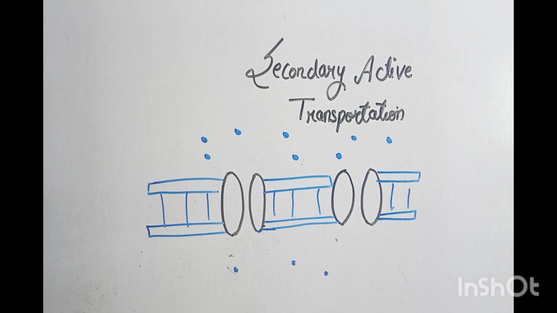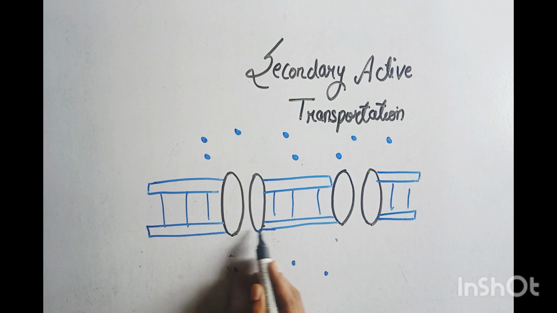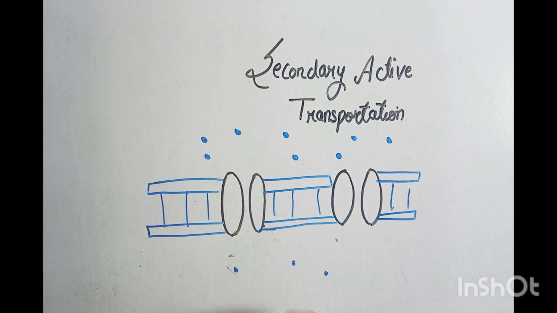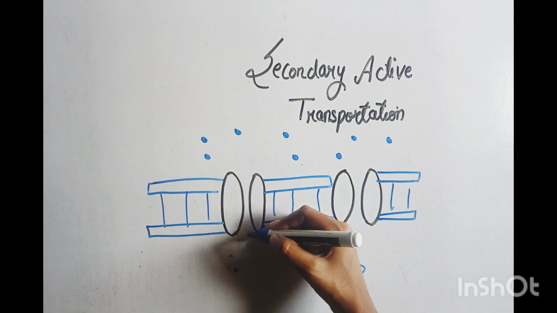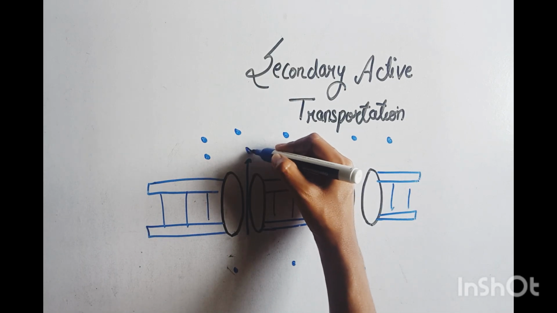In primary active transportation, we have learned about the movement of sodium or potassium from low concentration to high concentration, but it needs energy. Okay, ATP. We need the energy. So this is the plasma membrane and this is the channel protein, and in the channel protein, the movement of sodium ion from low concentration to high concentration.